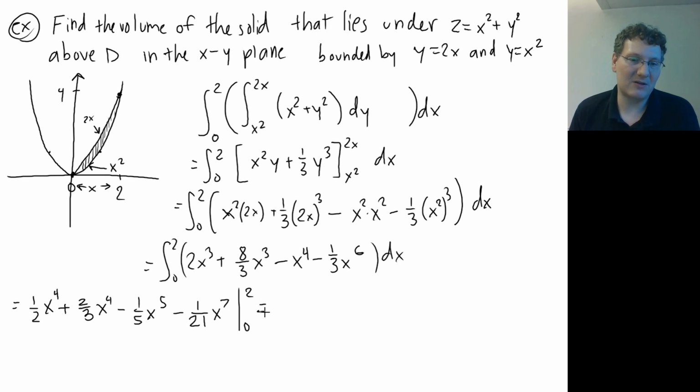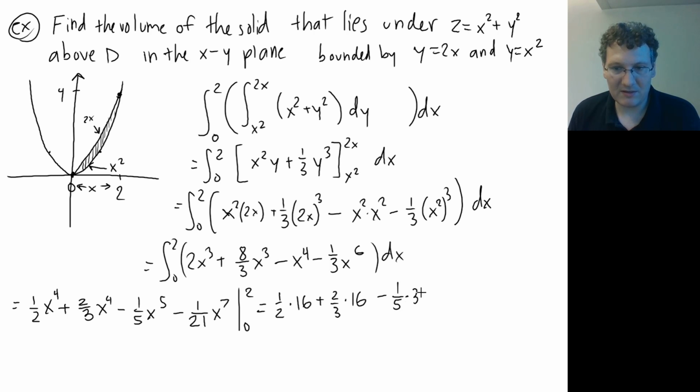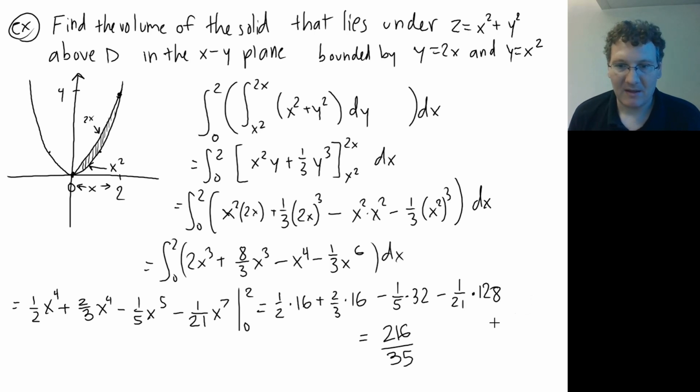And the nice thing about the 0 is that all we have to do is plug in 2 and we'll get our answer. So it's going to be 1/2 times 16, that's 2 to the 4th, plus 2/3 times 16, minus 1/5 times 32, and then minus 1/21 times, let's see, 32, 64, 128. Yep, and so we're going to get 216 over 35 for our volume of this solid.